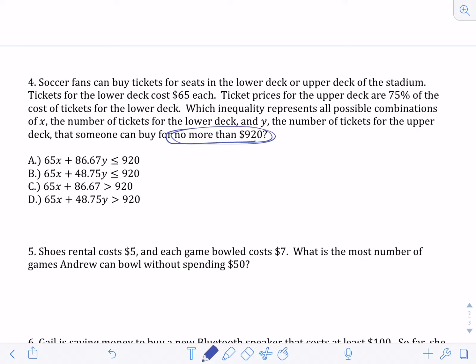So first I'm going to look here, no more than. So my inequality symbol for this would be less than or equal to. So I can automatically get rid of C, I can automatically get rid of D. You're left between A and B. Mind you, the $65 is going to be for the lower deck, so those are the more expensive ones.